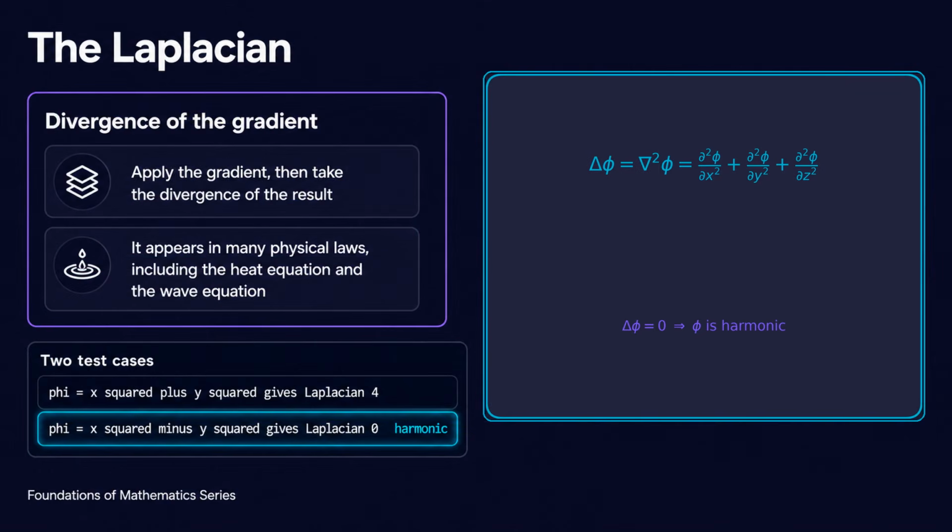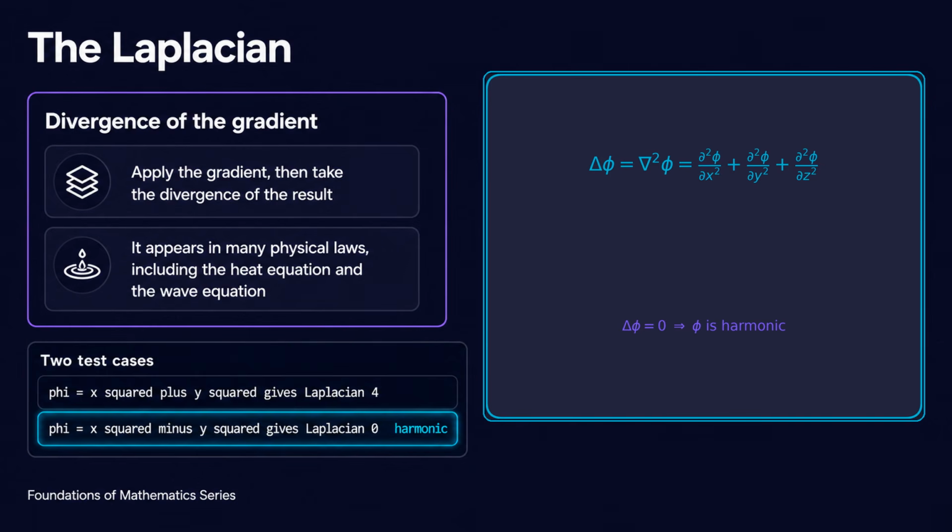The fourth operator combines two of the others. The Laplacian of a scalar field phi is the divergence of its gradient, and written out, it is the sum of the unmixed second partial derivatives. Scalar in, scalar out. Intuitively, it compares the value of phi at a point with the average of its neighbors, which is why it appears in many physical laws, including the heat equation and the wave equation. Both describe a quantity being pulled toward the local average of its surroundings.